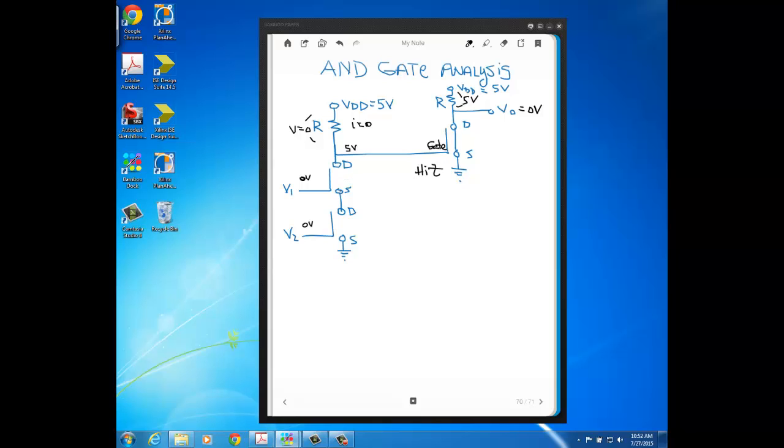Likewise, if V1 is a short from drain to source and V2 is open, well, same result. Still current won't flow through this resistor. We'll have 5 volts on the gate of this MOSFET, and V out is still going to be 0. So that's why for the first 3 rows of our truth table, the output is 0, because at least one of these input MOSFETs is an open, which keeps 5 volts here, and again keeps this channel a short, which keeps V0 a 0.